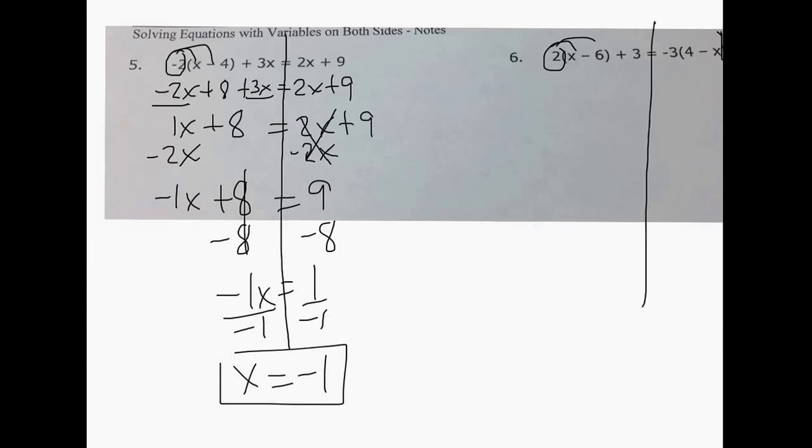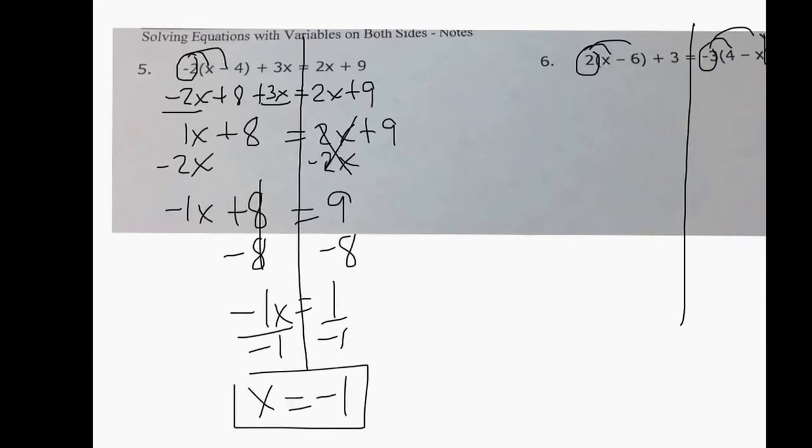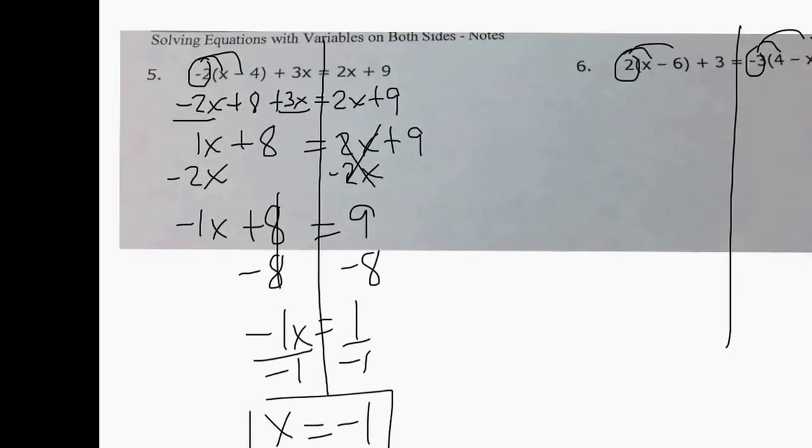Draw your line down. Then you're going to distribute the negative 3. And then you'll have some combining like terms to do, and then you'll finish up the problem just like we did here. Okay. Stop the video here if you need time to work on that, but you are responsible for doing number 6.